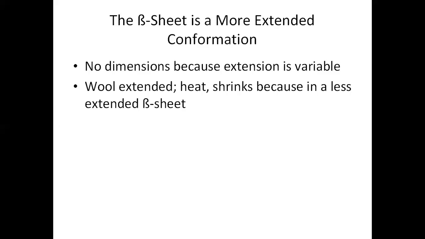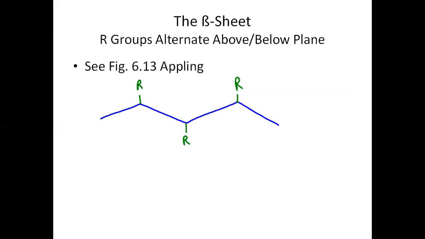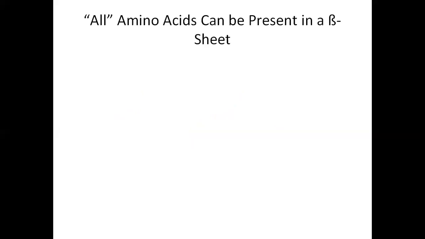Beta sheets do have a characteristic location of the R groups. As shown in my hand drawing, the R groups alternate above and below the plane of the beta sheet structure. See figure 6.13 of your book for a more nicely drawn structure. Unlike the alpha helix, all the amino acids can be present in a beta sheet. If you examine all of the proteins with beta sheet structure and tally which amino acids are used to construct the beta sheet, though, what you will realize is that for whatever reason, Mother Nature has a preference for certain amino acids.